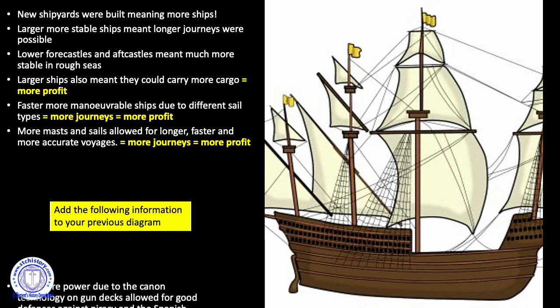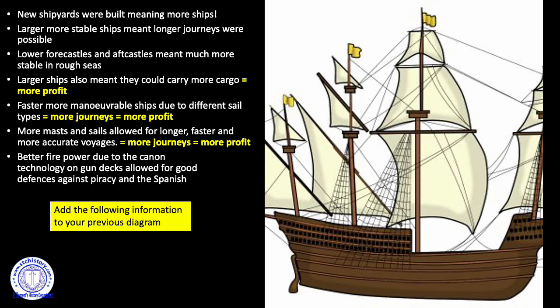And then better firepower as well, and this definitely will play a part in a couple of lessons' time. Better firepower due to the cannon technology on the gun decks, which we'll talk about later, allowed for good defences. If you come across pirates on your journey, which as you approach the Americas, in South America particularly, where Philip's empire is, you're going to need to be able to fight and evade or defeat, or even, if you wish, to board those ships yourself if you wanted to attack them.